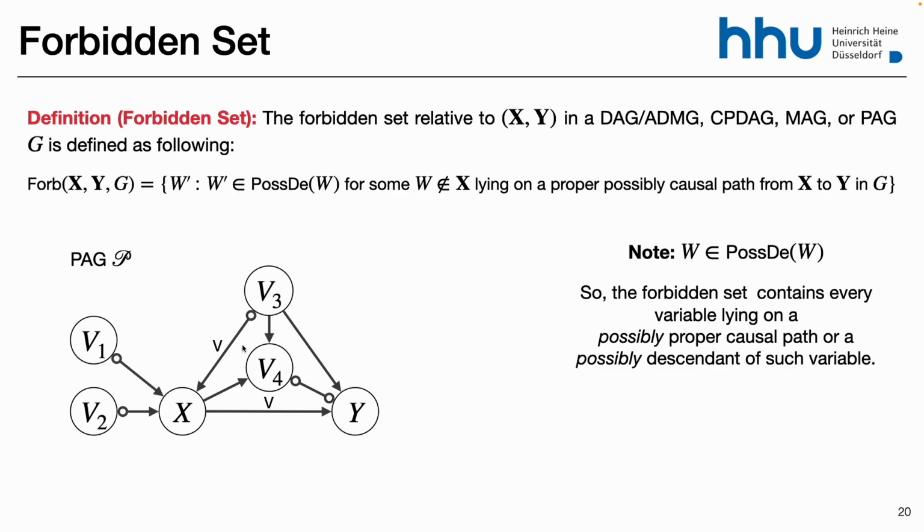So that's not X. So basically that's it, right? V4 is lying on a possibly causal path, and it's a descendant of itself, so it's part of the forbidden set. Y is also lying on a possibly causal path, and it's a descendant of itself, so it's also part of the forbidden set. And in a way, Y is also a possible descendant of V4. So two reasons. So the whole set is V4 and Y.